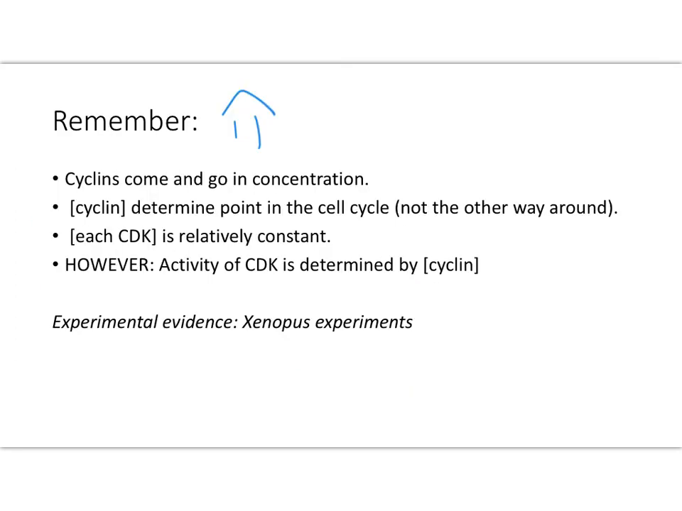All right, I want to hit this very important take-home message and highlight it. Again, the cyclins come and go in terms of their concentration. The cyclin concentration will determine which point of the cell cycle the cell is in, not the other way around. So the cell does not determine the cyclin concentration. The cyclin concentration actually determines where it's at in the cell cycle. The concentration of the CDK protein itself is relatively constant. However, the activity of the CDK is determined by the cyclin concentration.